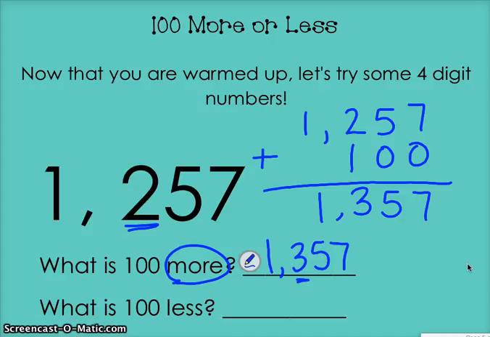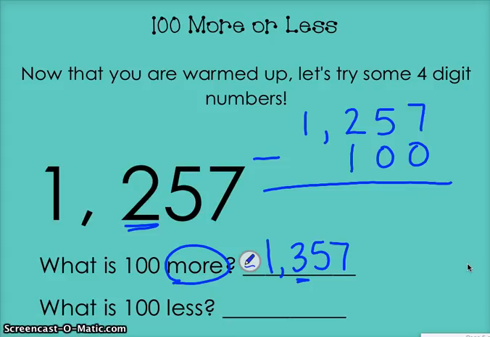A common mistake, third graders, would be to write 1,300 as your final answer. Make sure that even if you aren't adding anything to the other place values, they still stay the same. And then if I'm going to do 100 less, I'm going to use subtraction. Again, for the sake of time, I'm going to use the work that I had before, but of course, you would be doing it separately.